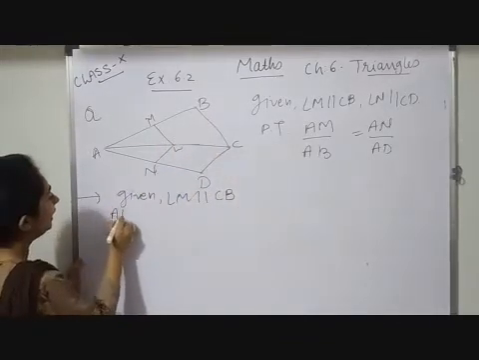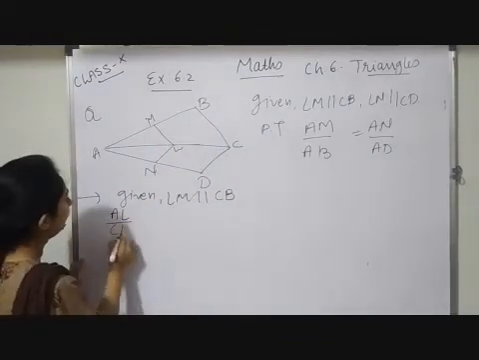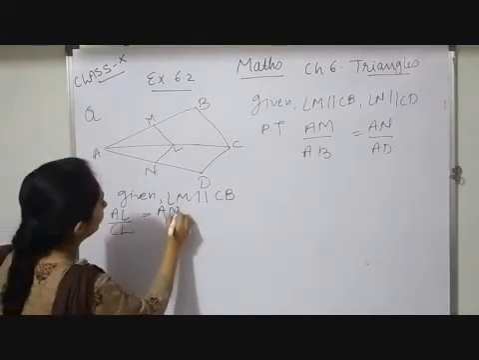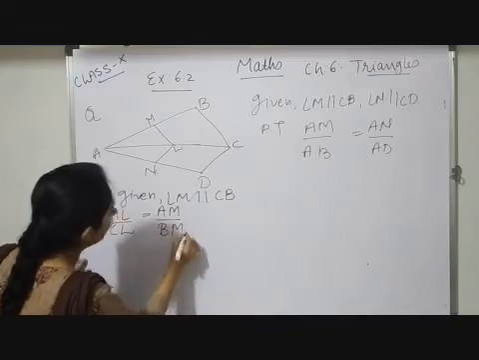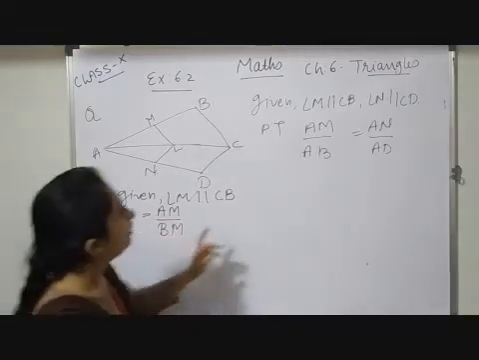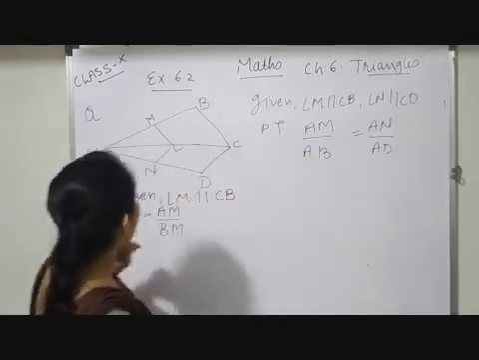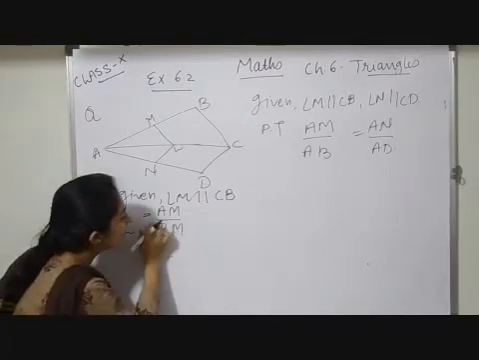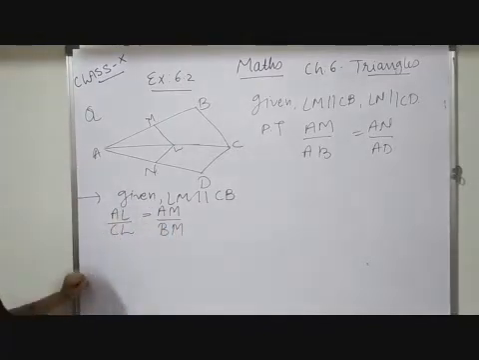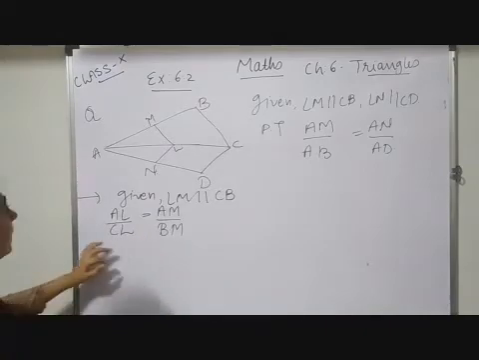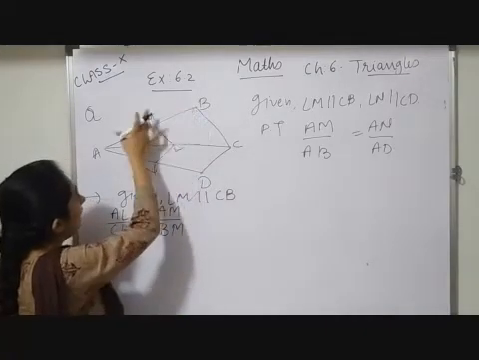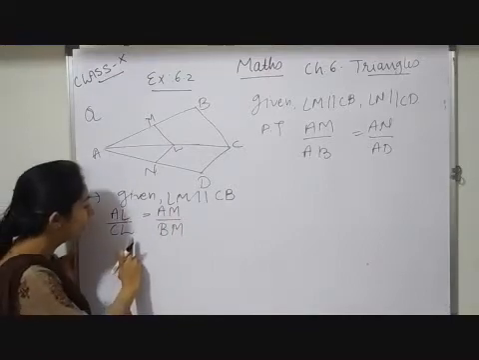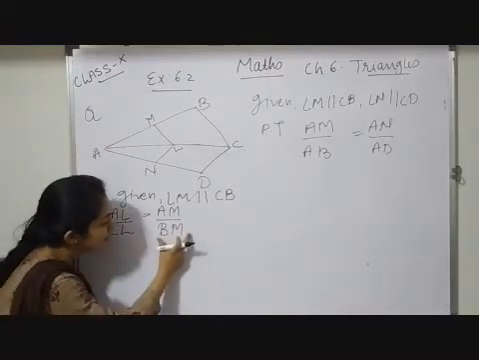If LN is parallel to CB, then based on your theorem I can write AL upon CL equals AM upon BM. Now observe what you want. We want here AM upon AB. Here I want AB in the denominator, so this part anyhow I have to remove. Here BM is where? This one. If I add this quantity, I will get, now observe.